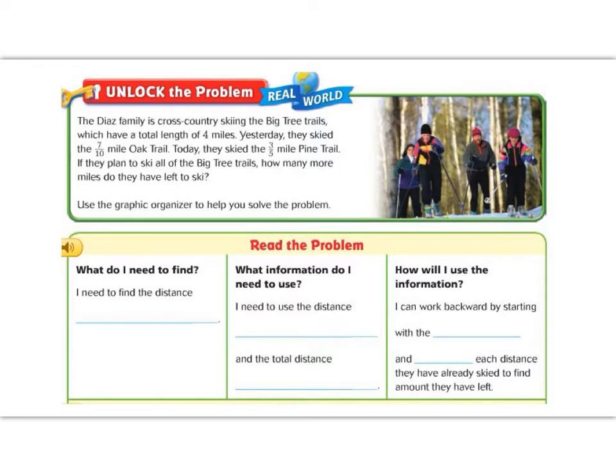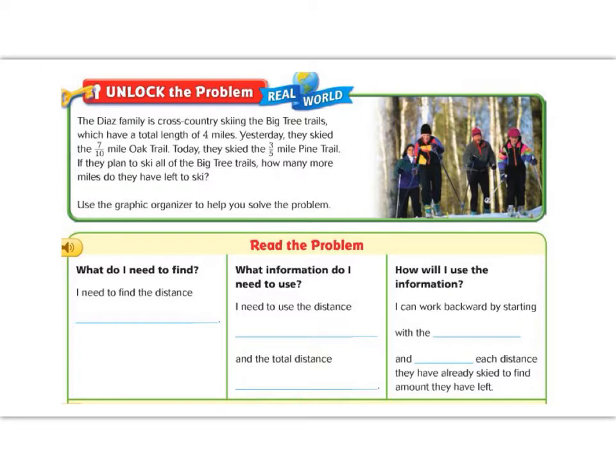Let's begin by reading the Unlock the Problem. The Diaz family is cross-country skiing in the Big Tree Trails, which have a total length of 4 miles. Yesterday, they skied the 7/10 mile of the Oak Trail. Today, they skied the 3/5 mile Pine Trail. If they plan to ski all of the Big Tree Trails, how many more miles do they have left to ski? Let's use our graphic organizer underneath to figure out what we know and how we're going to use it.